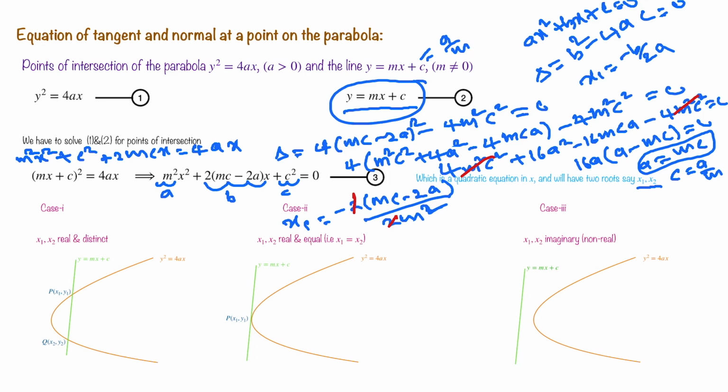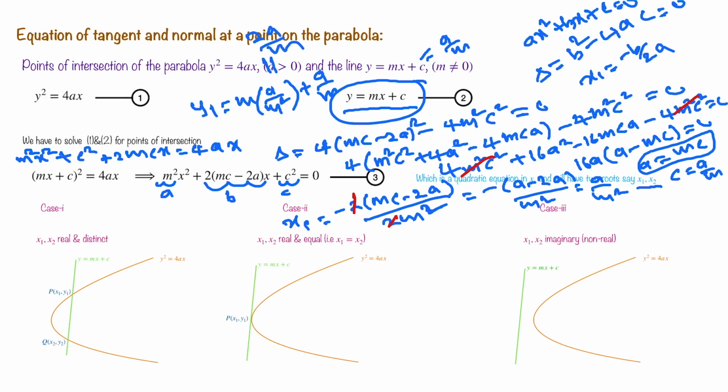Now mc equals a, right? If it is a tangent, then mc equals a. So I can write this as minus (a minus 2a) by m squared, which is a by m squared. So x1 is a by m squared. Then what will be y1? If you plug it in, m times a by m squared plus c. c should be a by m. So this is a by m plus a by m, which is 2a by m. So the point of contact is (a by m squared, 2a by m).